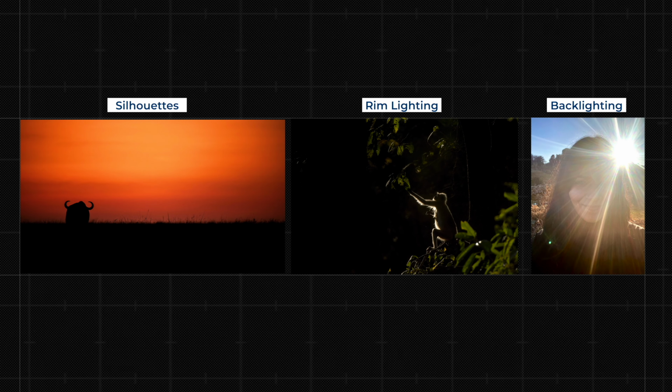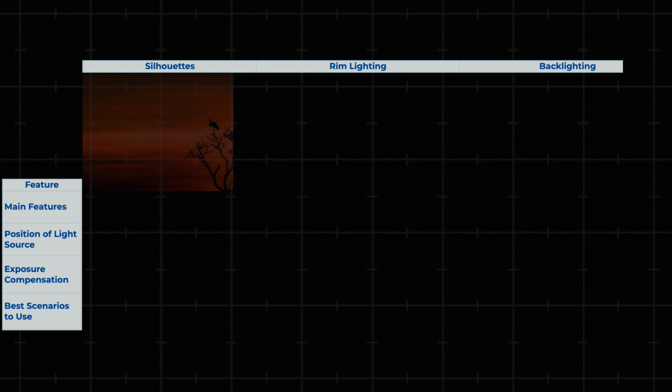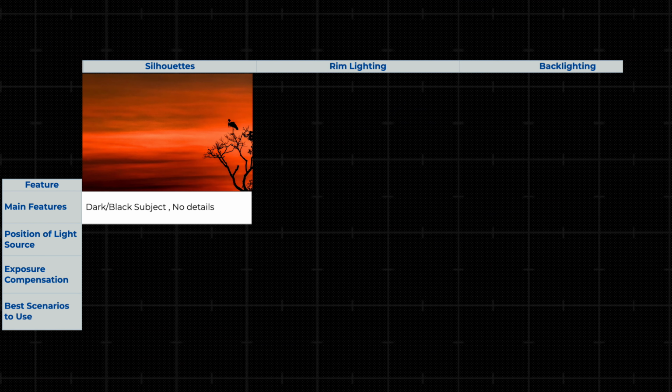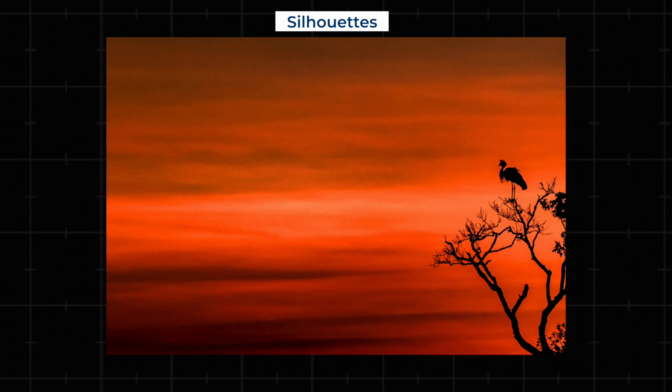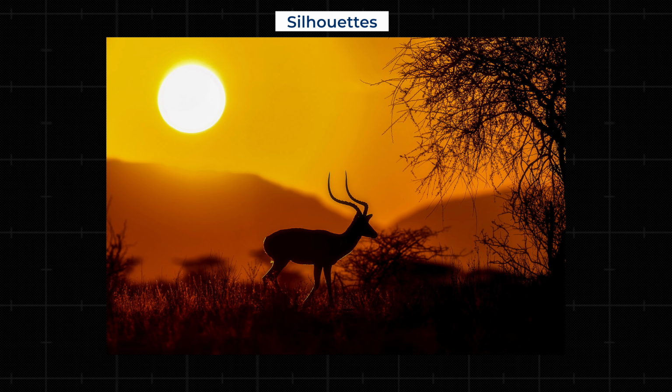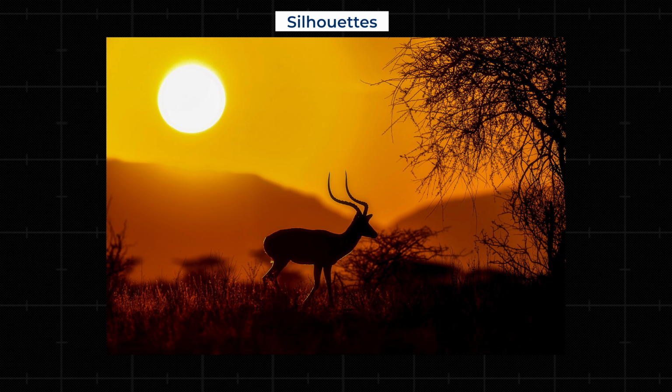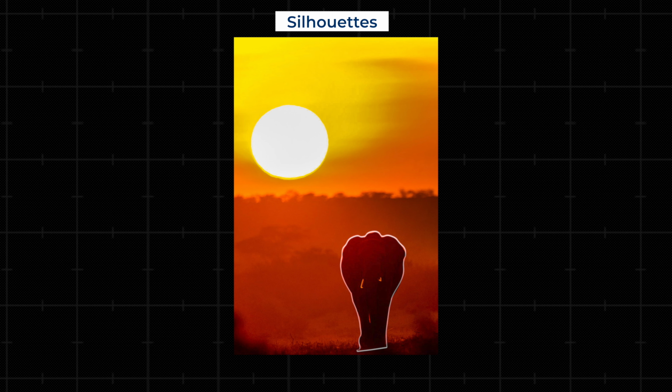Silhouettes, rim-lit photographs, and backlit photographs. Let's briefly take a look at each of these cases and see the technique which goes in to create them. A silhouette is an image where the subject appears completely dark or black with no visible internal details contrasted against a brightly lit background. Here, the subject's outline becomes the main point of interest.